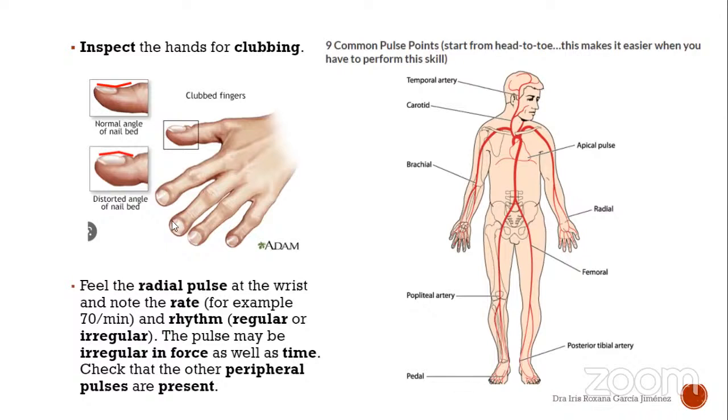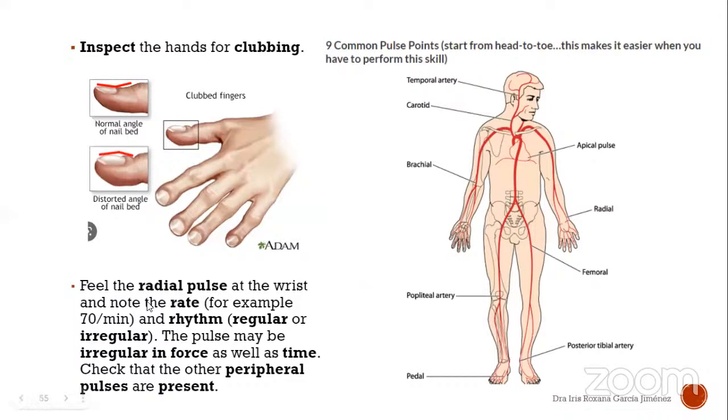And well, that's how we can consider how to evaluate the pulse, okay? Feel the radial pulse at the wrist and note the rate, for example, 70 per minute, and rhythm, regular or irregular, in force, as well as time, okay? In this chart, we are checking the most common arteries, similar to the previous one. These places are for taking the pulse, okay?